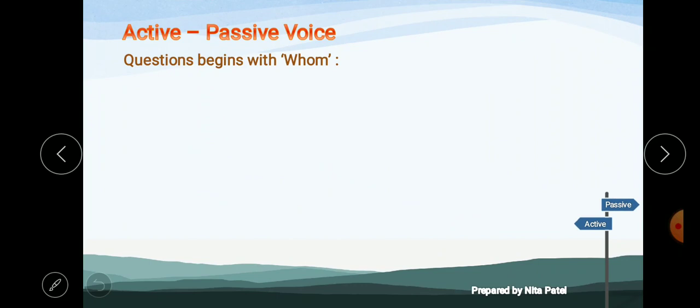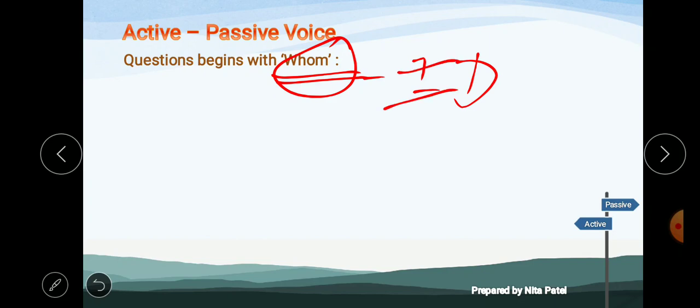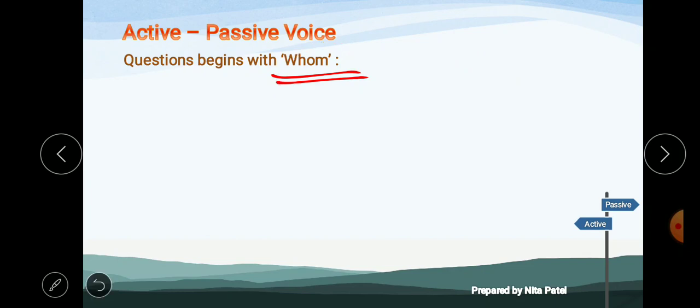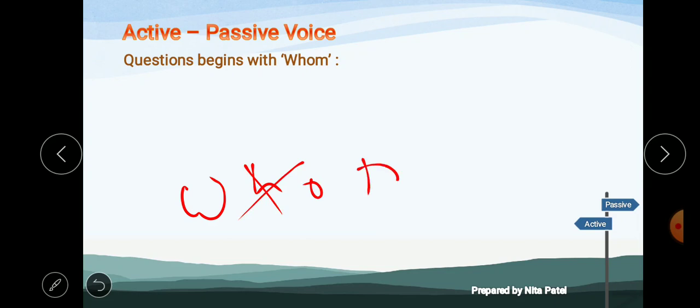Now we'll see the questions that begin with whom. Wherever you find this whom, we generally ask it to get the indirect object. What is an indirect object, we'll see in detail later on. Every sentence may have two objects, a direct one and an indirect one. So wherever we are asking whom, we are asking for indirect objects. So what we have to do here, remember, is cut this whom, and in place of whom we write who.